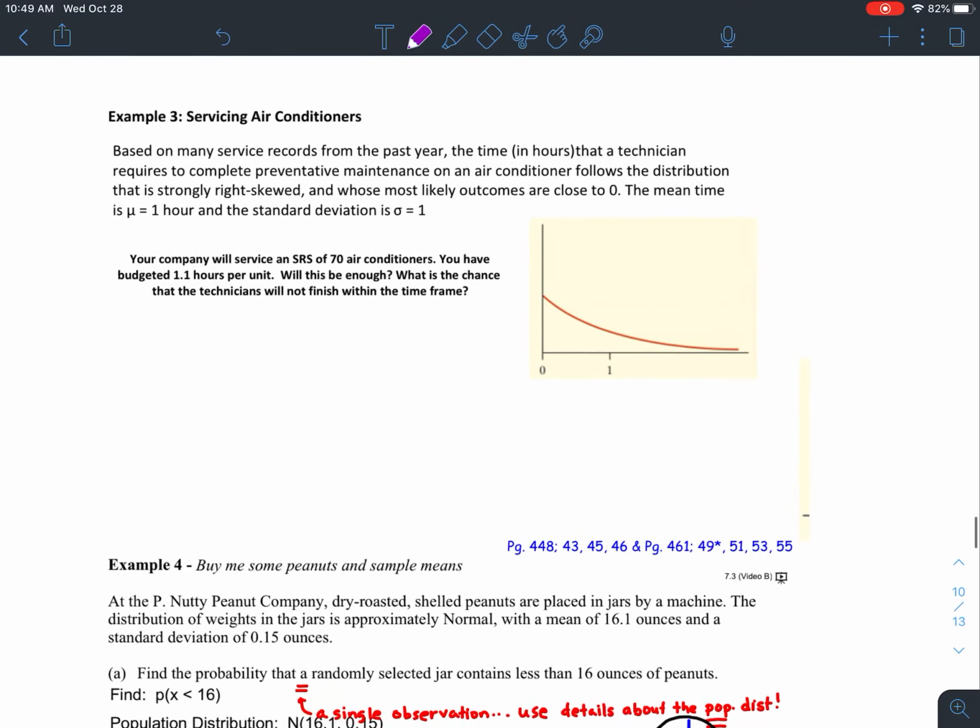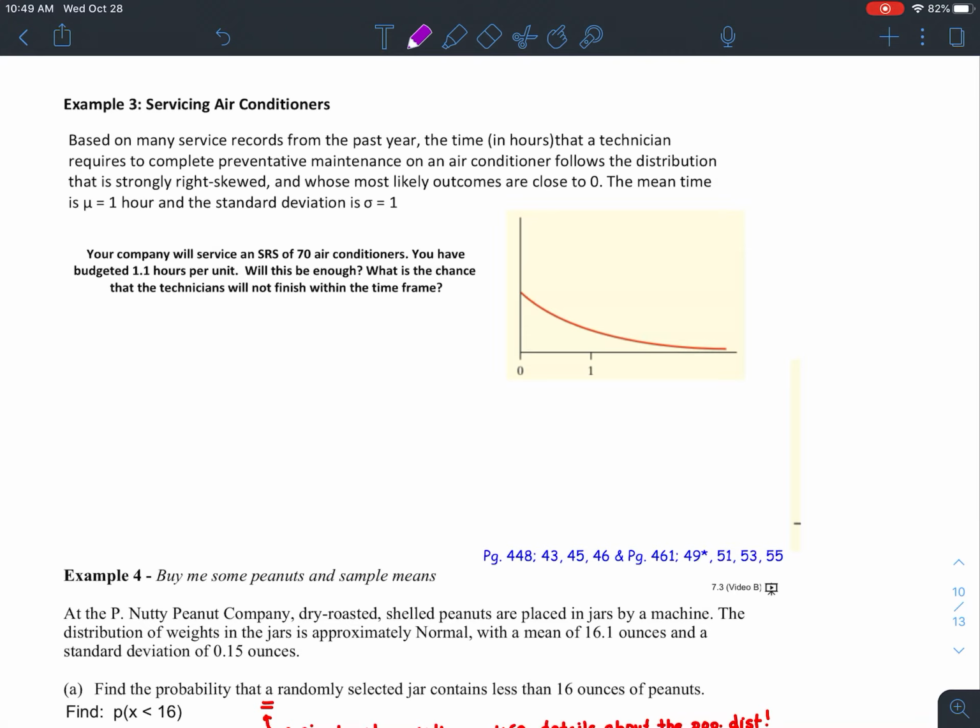All right, the last problem that we are going to look at on this video is at the top of the next page here, talking about servicing air conditioners. It says here, based on many service records from the past, the time in hours that a technician requires to complete preventative maintenance on an air conditioner follows the distribution that is, oh yeah, that looks like it is strongly right skewed. It says the most likely outcomes are 0 hours. Okay, so they're getting it done in under an hour. That's why this is much higher over here. It says that the mean time for the population is 1 hour. The standard deviation is 1.